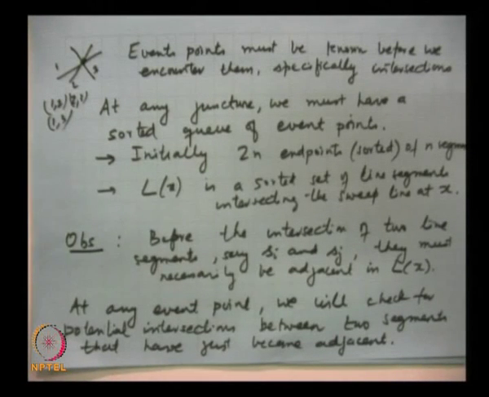So, we can handle it either by assuming that they do not exist, or even if they exist, we can hypothetically order them and deal with them in some order. Again, this is not going to be any bottleneck in the algorithm.